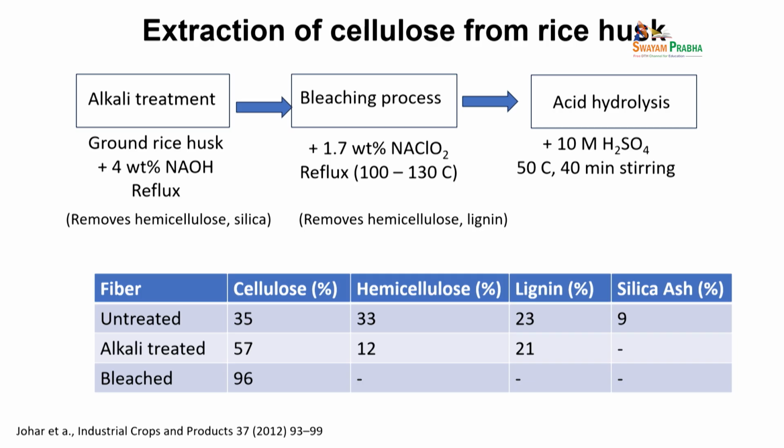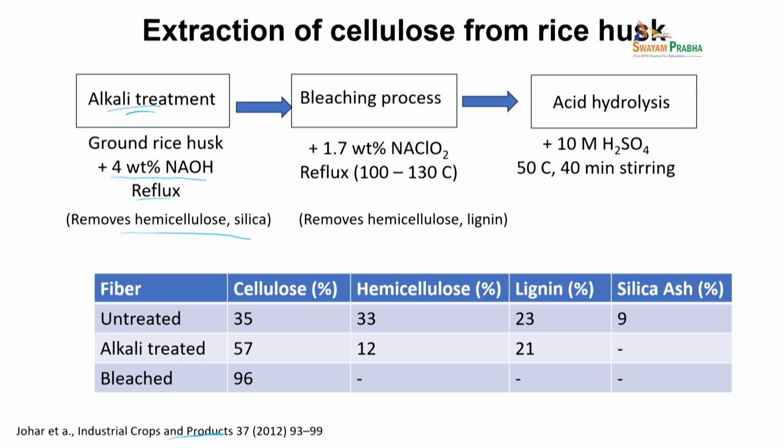So here I am showing a process with which we can extract cellulose from rice husk. Pretty much the same process is used for any other agriculture waste from which you want to extract cellulose. Okay, usually we start with what is called alkali treatment. Here I am taking the reference from this particular paper. So you grind the rice husk into powder, and then treat with 4 weight percent NaOH under reflux conditions. Okay, why do we do that? We do that because this alkali treatment removes hemicellulose and silica from the rice husk.